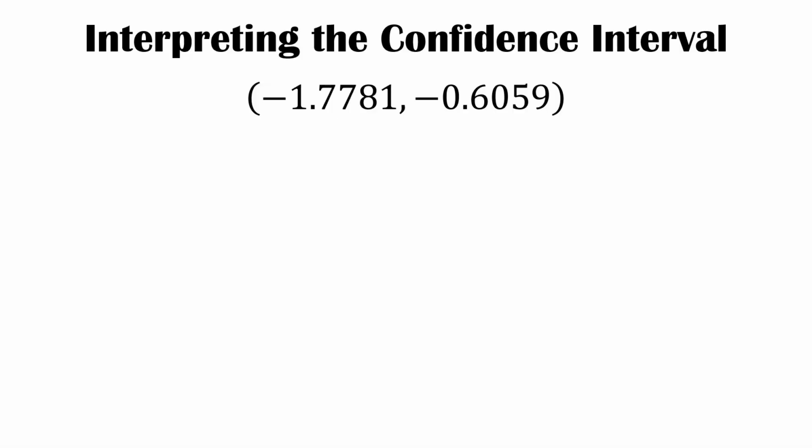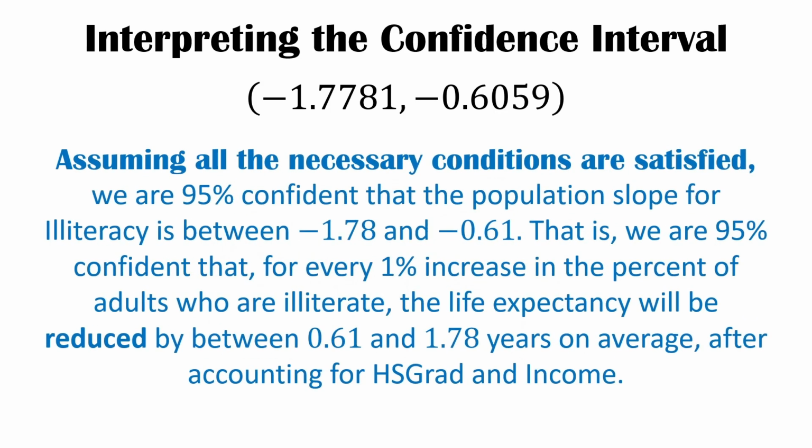So let's interpret this interval. Now here it's a little bit more involved. Interpretation is a bit more involved because we're interpreting a model coefficient, which is a population coefficient, which is a slope. So what do we say? Again, we always have to start by saying, assuming all the necessary conditions are satisfied. Make sure you include that in your interpretations.